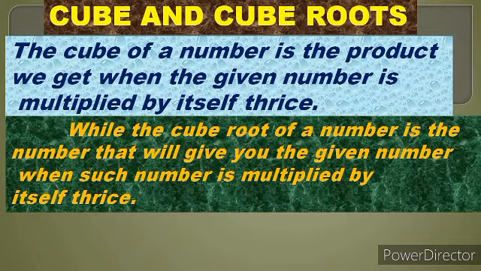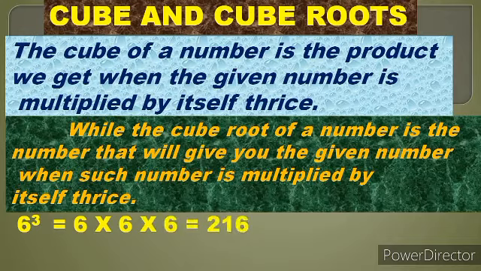Now, the cube root of a number is a number that will give you the given number when such number is multiplied by itself thrice. So any number that will multiply itself thrice, that is 3 times, to give you a certain number, that number is the cube root of that certain number. Now I'm going to give an example.